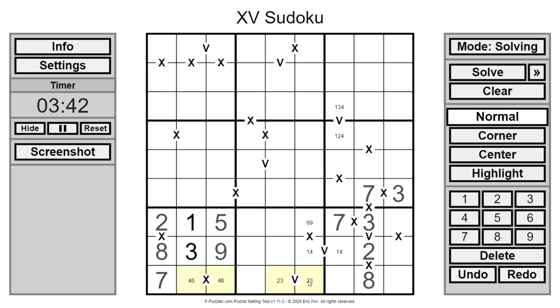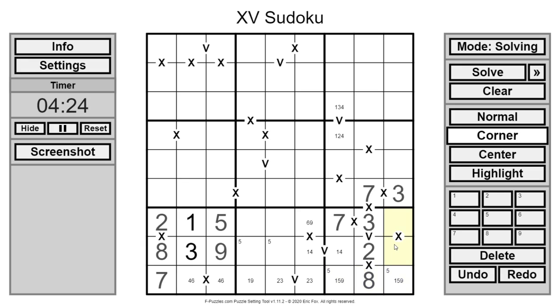So we know 5, 1, and 9 are missing. But actually we know 5 can't go in these X's, so one of those must be 5, so this can't be a 5. It's either a 1 or a 9. Therefore 5 over here is in one of these spots. 5 over there is in one of those spots.